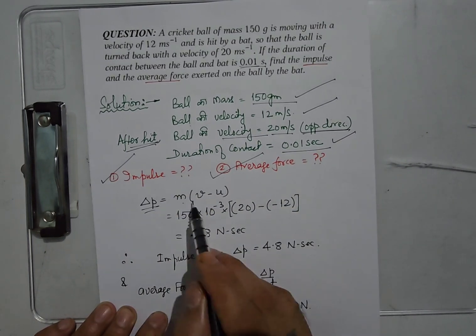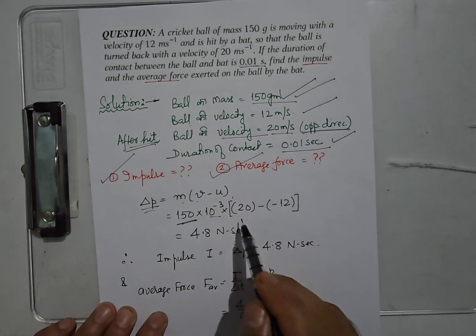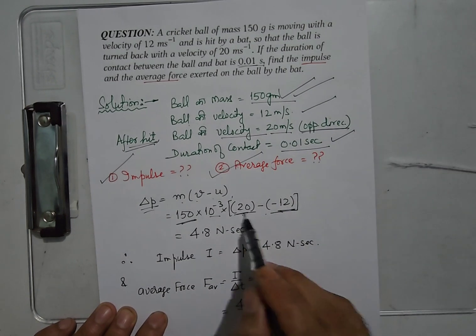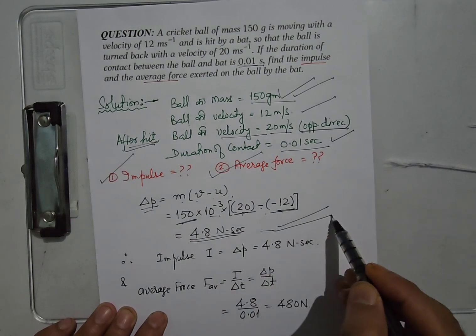Now delta p is equal to m into v minus u. Now what is m? 150 into 10 to the power minus 3, convert it to kilograms, and this v is 20 minus of minus 12 because the ball is reverted back. So the change in velocity is 20 minus minus 12. Okay, so this results in 4.8 Newton second. This is the change in momentum.